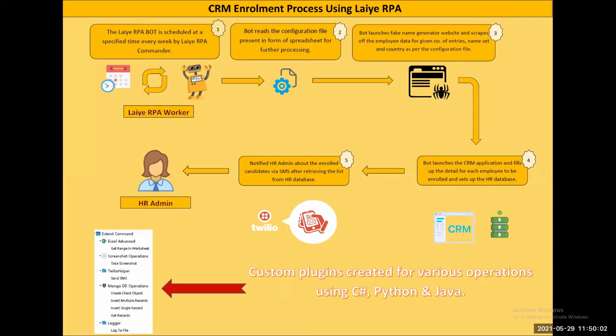Now coming back to the diagram, the next thing is that the bot launches the fake name generator website. This is a website which is responsible for generating random employee details. Random details are generated with respect to some parameters. We can give the ethnicity, like what kind of background we want. This is the name set, and we can also give the country for which we want to look for the employee. For our use case, we are only using the United States of America as our country.